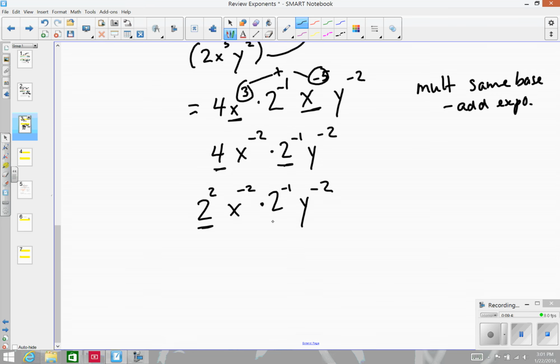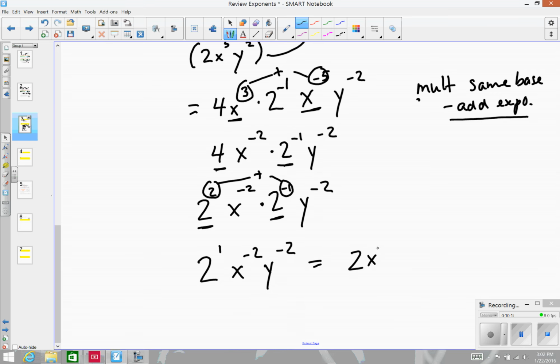Now, same base here with my 2's. I don't want to multiply the 2's together. I want to do the same thing that I did with the x's. Same base, I want to add my exponents. So 2, when I add my exponents together, 2 and a negative 1, I get a positive 1. Still have my x to the minus 2, y to the negative 2. So, simplifying and rewriting my original expression with no denominator becomes 2x to the negative 2, y to the negative 2.